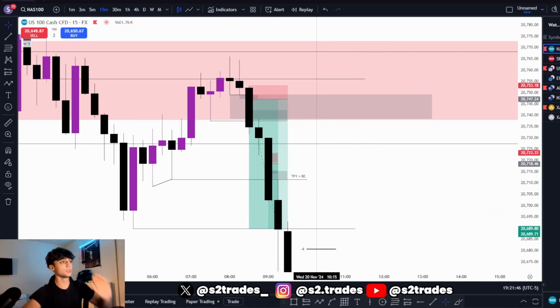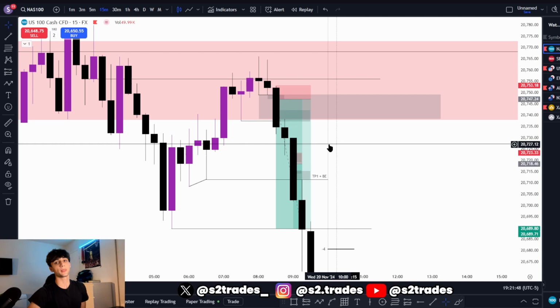So using that knowledge that I just gained, we know that fair value gaps, like an inverse fair value gap, could be a zone of resistance and it could start bouncing down. Now let's go into the 5 minutes.